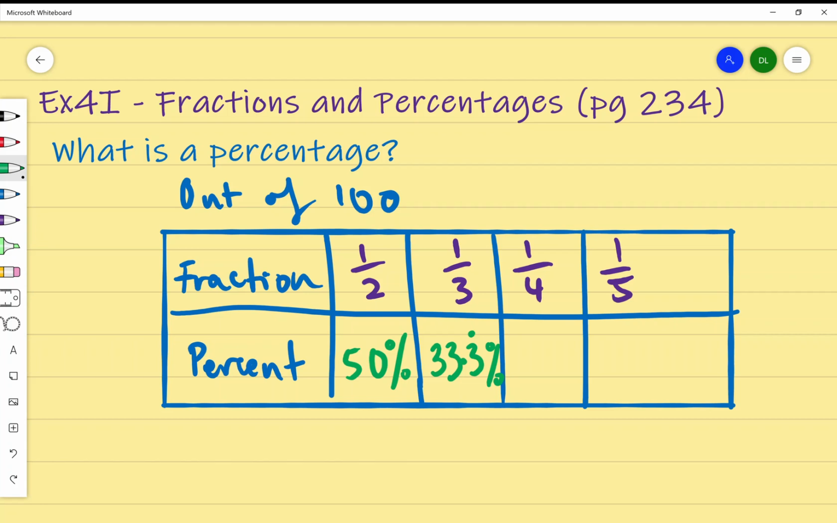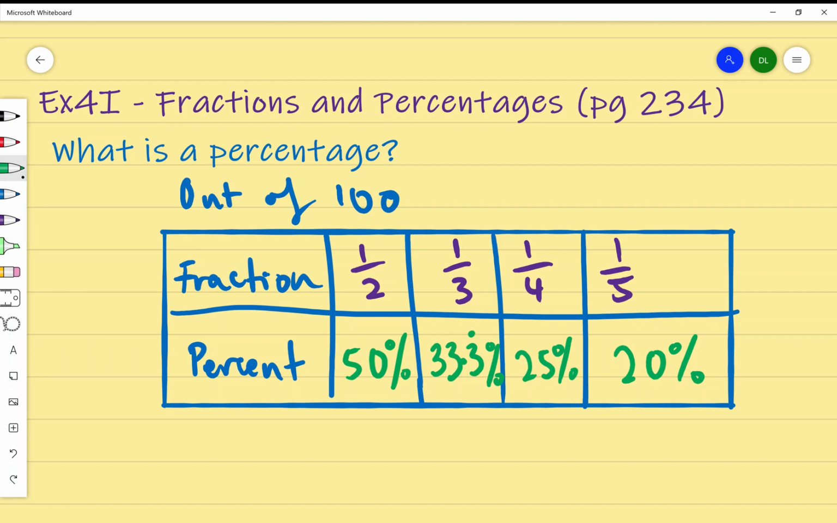1/4, Henry. Good, 25%. 1/5. Okay. 20%. So if I'm splitting 100 into 5 bits, so 100 divided by 5 is 20. Good. As I increase the value of the denominator, so you see how I'm going half, 1/3, 1/4, the bottom number is getting bigger, isn't it?